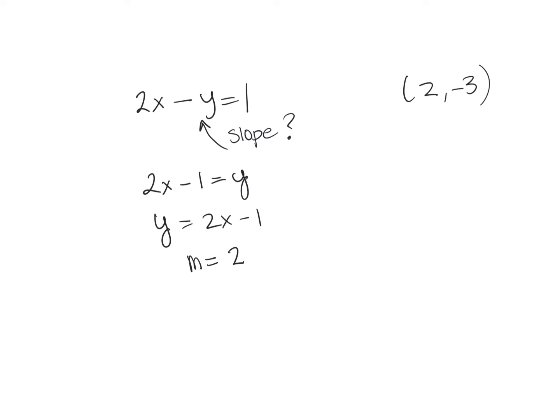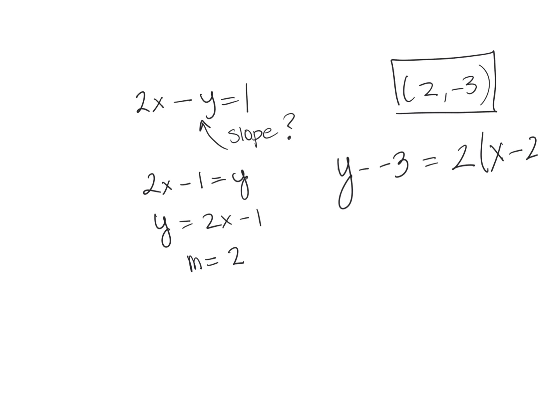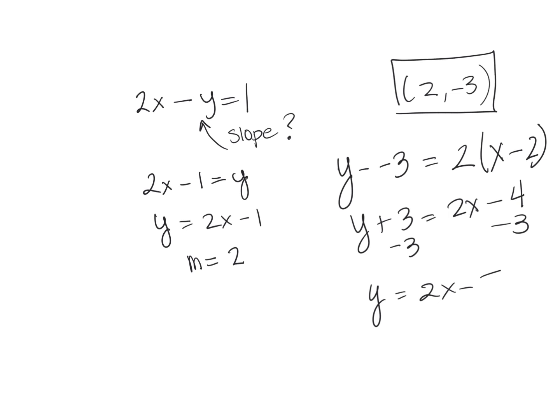The slope is 2. Since I'm looking for a parallel line, I need a slope of 2 that goes with this point. So I'm going to use my point-slope form. Y minus my y point equals 2 times x minus my x point. Now, a lot of times that answer will work just fine. You don't even have to simplify it. But if you want to, you would distribute the 2, subtract the 3 from both sides, and you get y equals 2x minus 7.